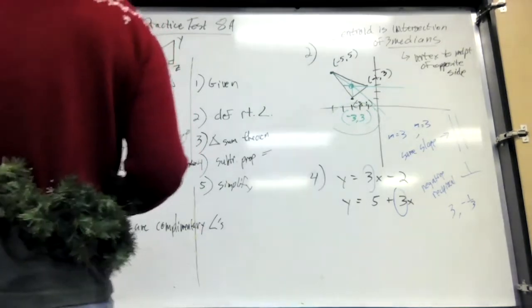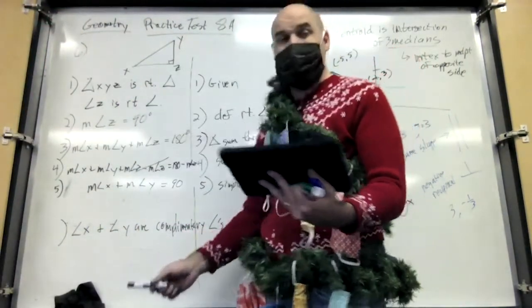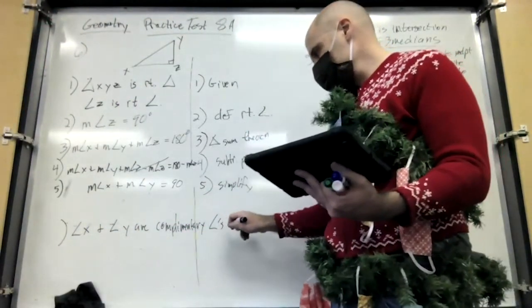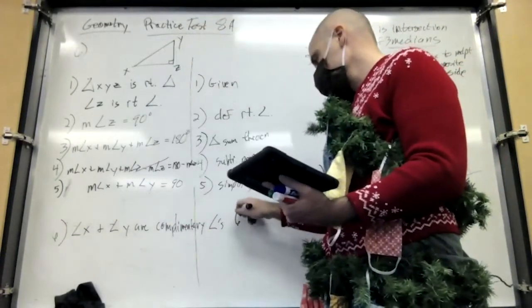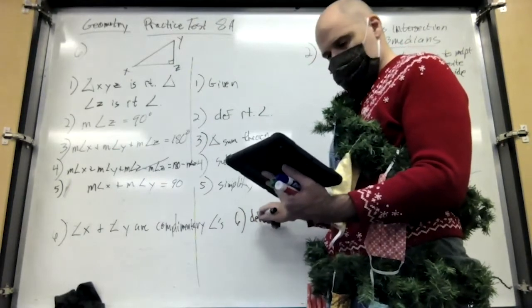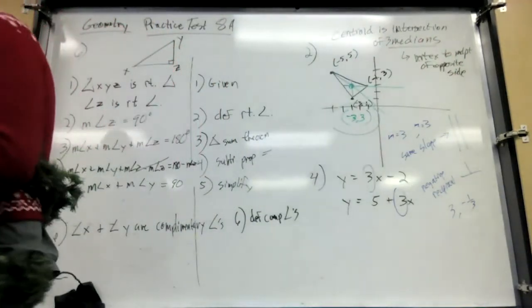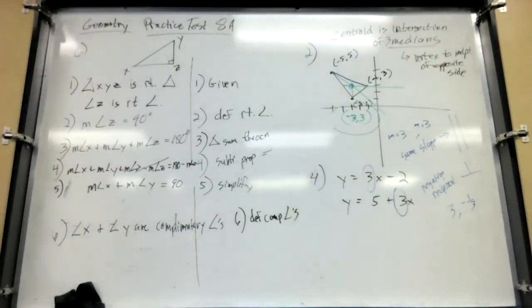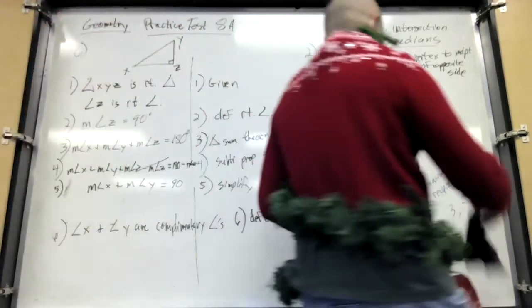Therefore, angle X and angle Y are complementary angles by definition. So here's the reason for number 6. Now we know the reason is definition of complementary angles. So all we did was rewrite that proof that they gave us as a two-column proof. Erase this side.